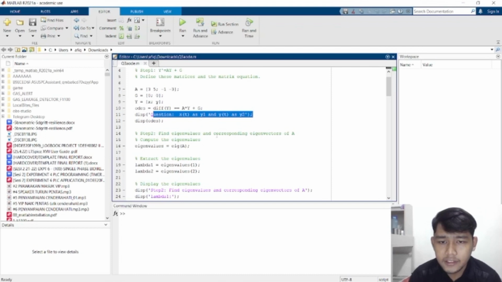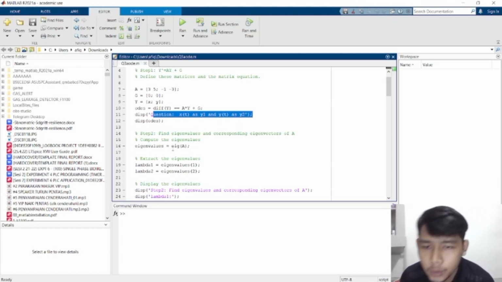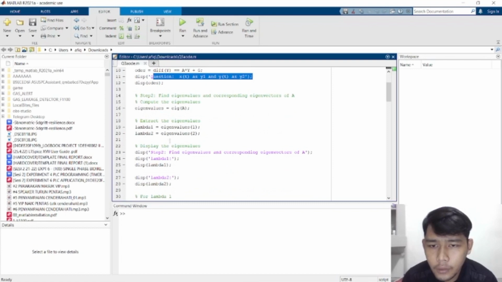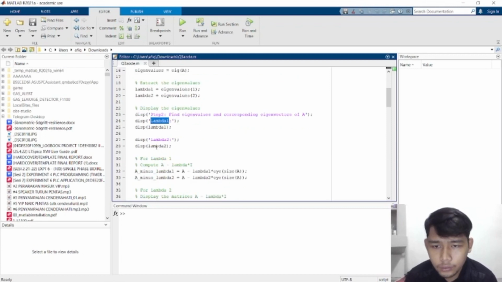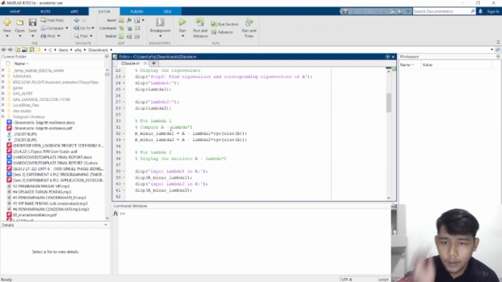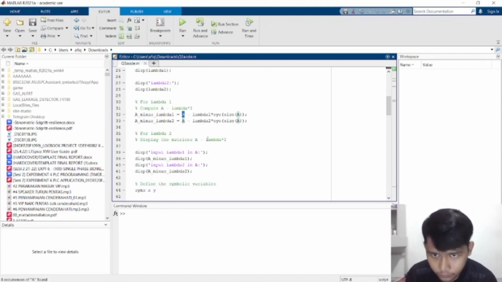Then step 2, we find the eigenvalues and corresponding eigenvectors of A. To compute the eigenvalues, so eigenvalues is equal to eig(A), renamed. Then we extract the eigenvalues, which is lambda 1 equal to eigenvalue 1, lambda 2 equal to eigenvalue 2. Then we should display the values, lambda 1, lambda 2. So now for lambda 1, the value of A minus lambda 1 multiplied by I. This one is for lambda 2. So we should display the matrix A minus lambda multiplied by I.